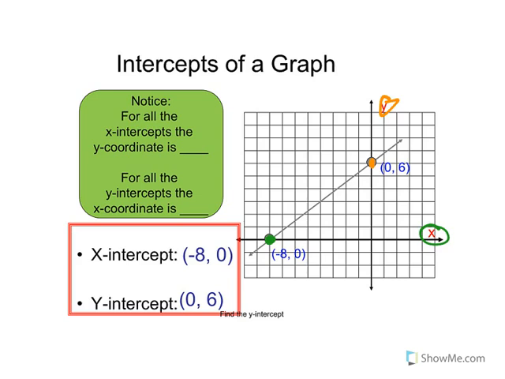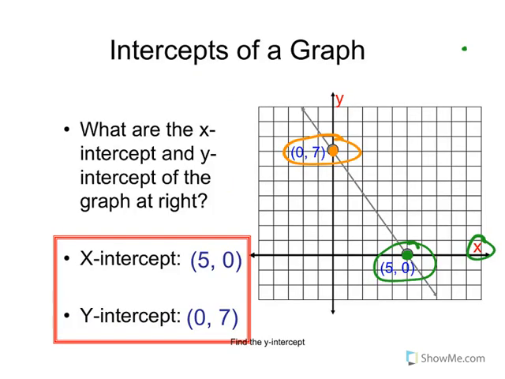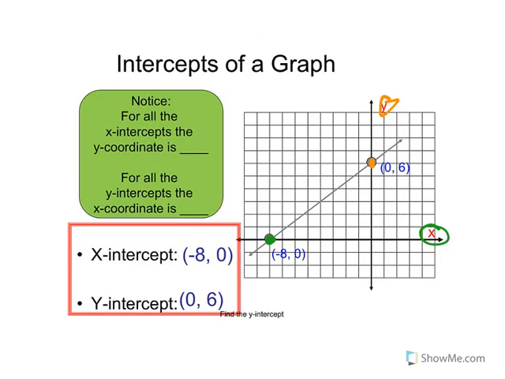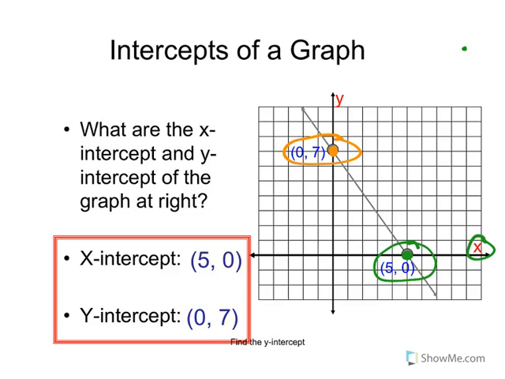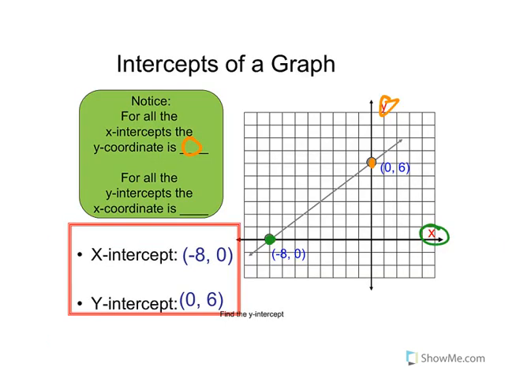Now, what did we notice, right? And again, this does not need to be in your notes. For all x-intercepts, the x-intercept here was (5, 0), and here my x-intercept is (-8, 0), the y-coordinate has to be 0, because any point on the x-axis will have a y-coordinate of 0. Then, of course, the opposite will be true. What about the y-intercept? Well, I had (0, 6), I had (0, 7). So my y-intercept is always going to have an x value of 0, because any point on the y-axis will be in the form (0, something).